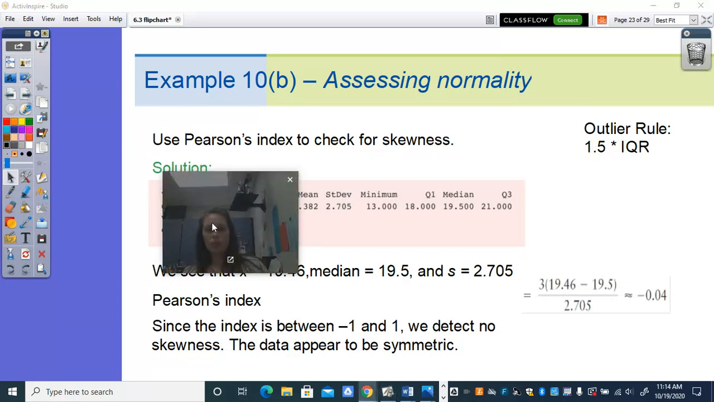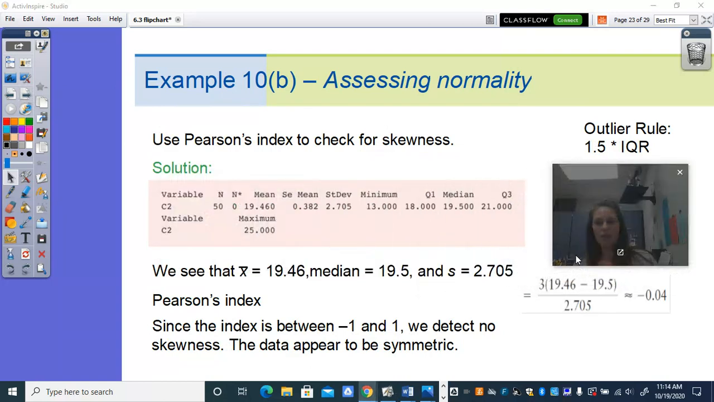The third thing is this Pearson index. And so again, the 3 is always a 3. This is the mean and the median. And those are given to us, okay, like from this computer printout, divided by the standard deviation, and we get -0.04. So -0.04 is a great number. It definitely is between -1 and 1, and that's what we want to see.